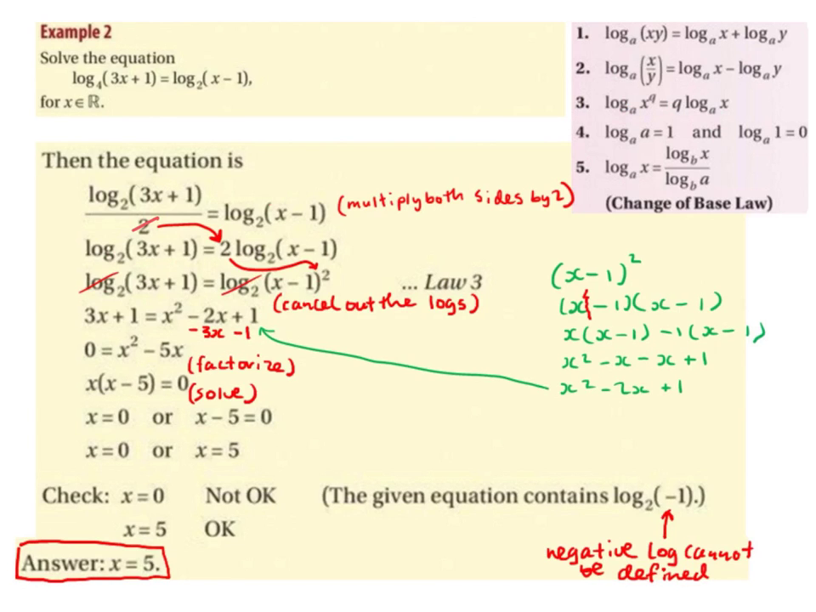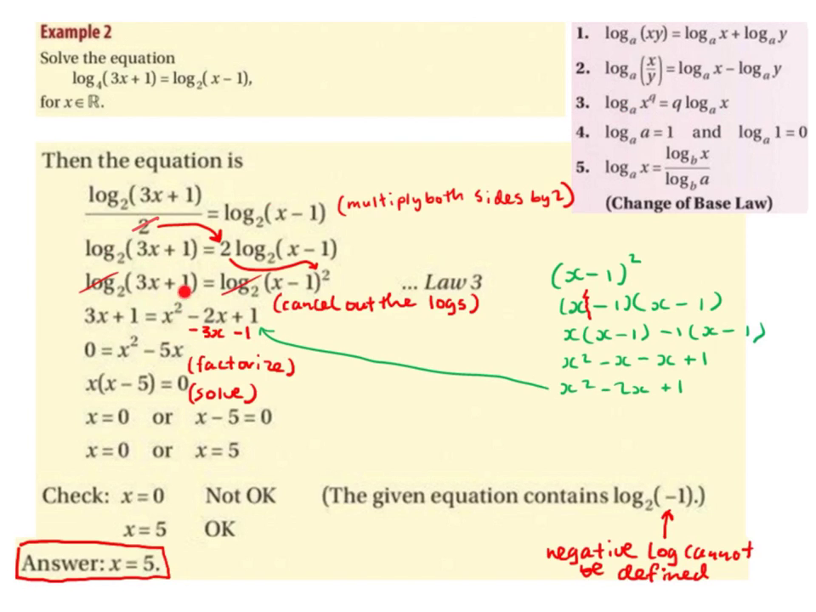Minus x and minus x is minus 2x, so I end up with x squared minus 2x plus 1. So that is where the x squared minus 2x plus 1 came from here. Now what I want to do is bring everything over the same side, but I want to make sure that my x squared stays positive.